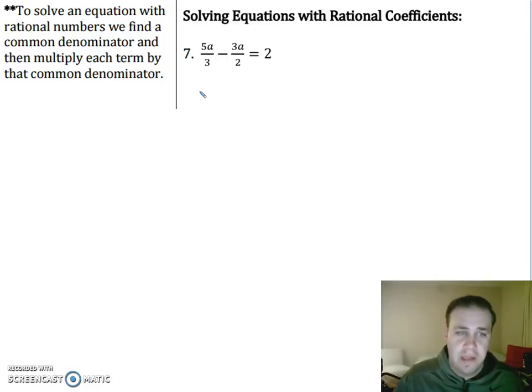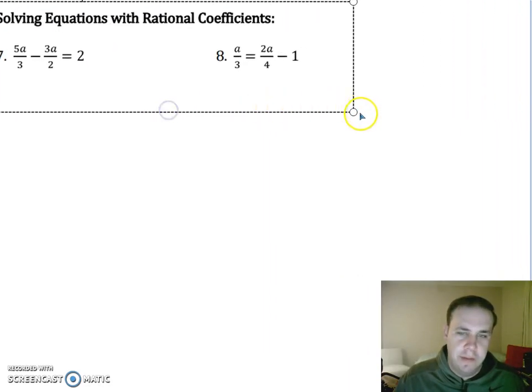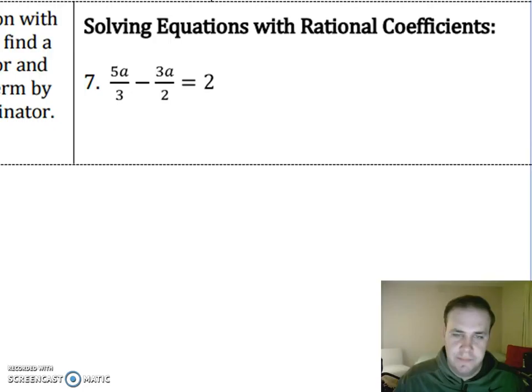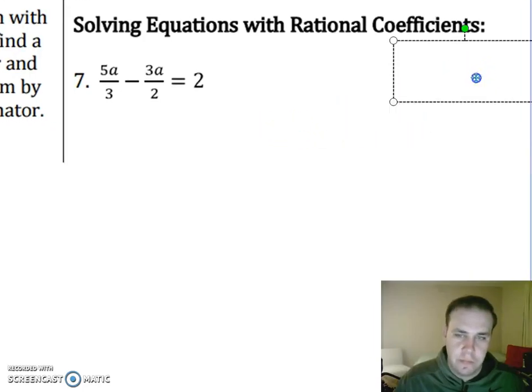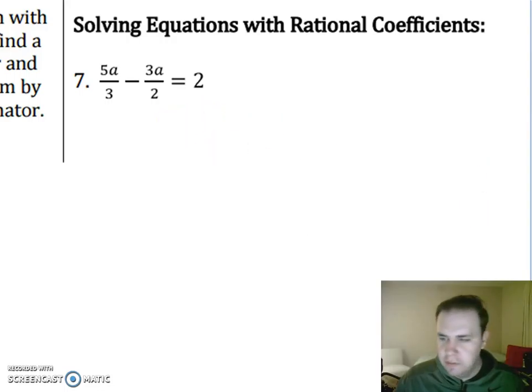So one thing I like to do first off is to figure out what the common denominator is, and multiply every term, so this term, this term, this term, all by that same number. And that way we can just get rid of the fractions. Okay, so let's take a look here. For question 7, we have 5a over 3, and then we have 3a over 2.